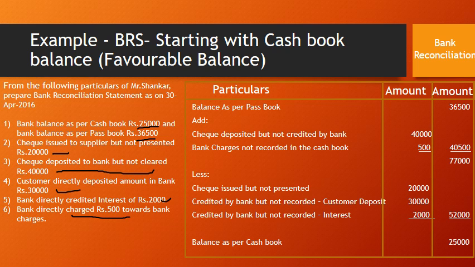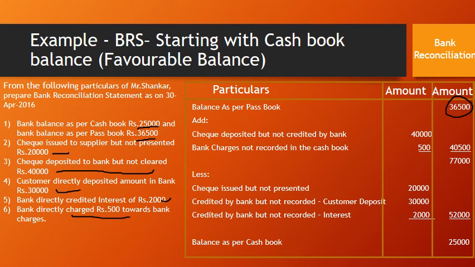So the balance is 25,000. Why are we adding and deducting? A good way of doing it is knowing these three transaction types will always be deducted and these will be added if we are starting with the passbook. It is very simple. There is a bank balance as per passbook, 36,500. Check deposited but not credited by bank. Why are we adding this here? Why are we not deducting it?